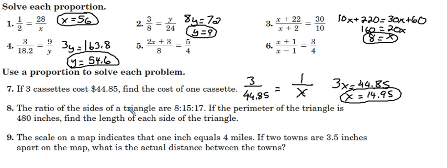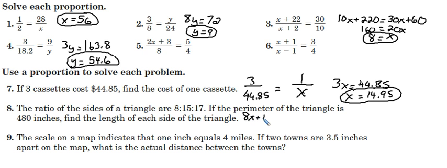Okay, now 8's a little bit different. We have the ratio of the sides of a triangle are 8, 15, and 17. Now that could be the sides of the triangle, but it goes on to say the perimeter of the triangle is 480 inches. 8 plus 15 plus 17 obviously does not add up to 480. So there's some unknown scale factor that each of these are multiplied by to get the 480. So here's how we're going to demonstrate that.